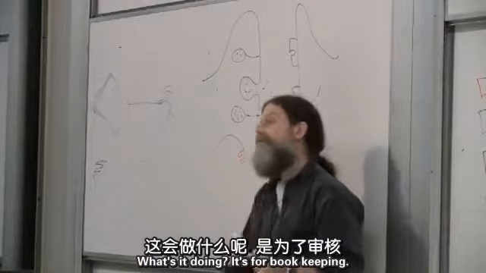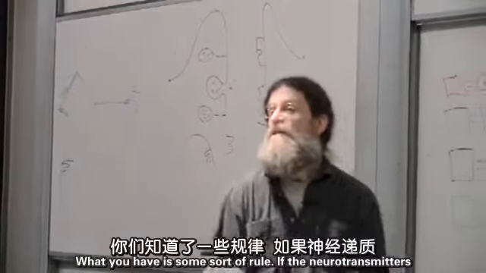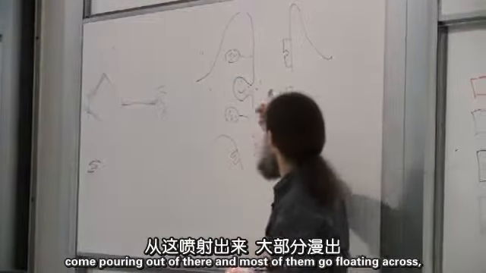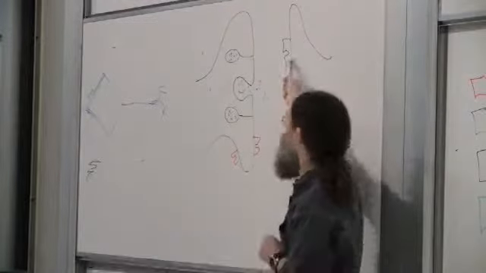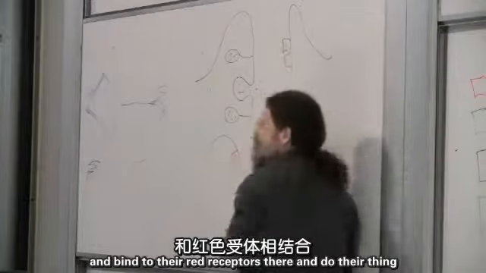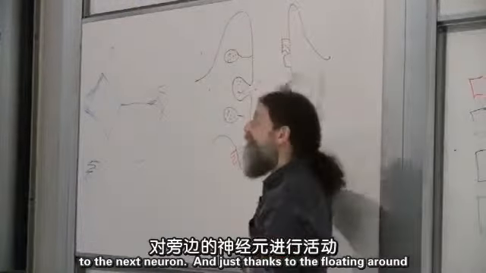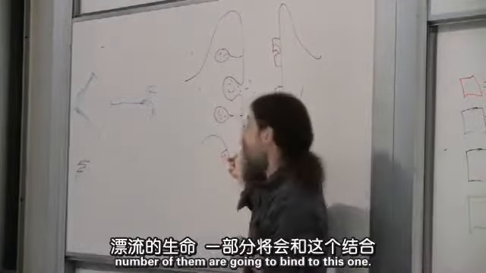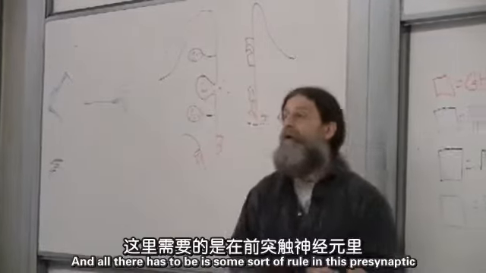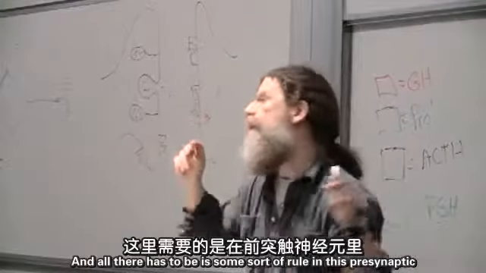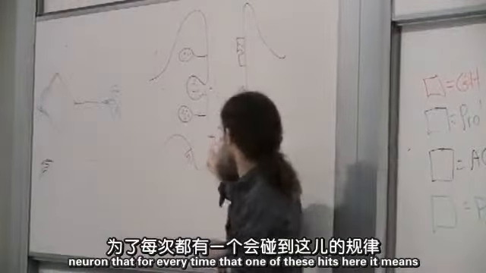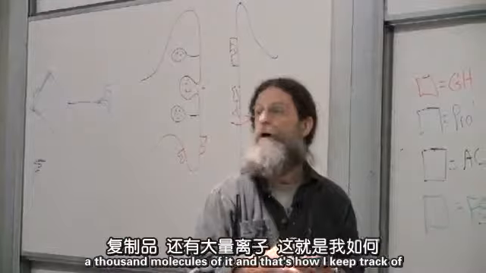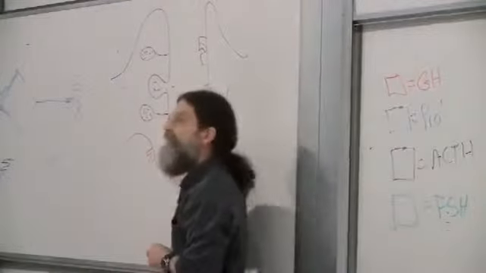What's it doing? It's for bookkeeping. What you have is some sort of rule. If the neurotransmitters come pouring out of there and most of them go floating across, let's assume these are only red neurotransmitters here, and bind to their red receptors there and do their thing to the next neuron. And just thanks to the floating around random life in the Brownian synaptic sludge there, a certain number of them are going to instead bind to this one. And all there has to be is some sort of rule in this presynaptic neuron that for every time one of these hits here, it means I've released 1,000 copies of this neurotransmitter, 1,000 molecules of it, and that's how I keep track of the numbers.